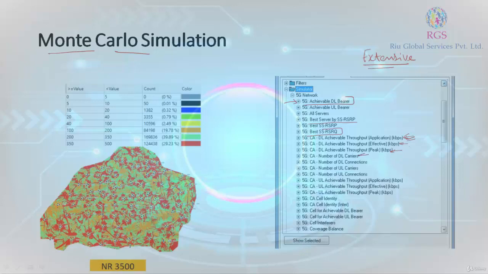How many downlink carriers are giving coverage? If this is the best server here, which is the next best server? This one, or this one, right?